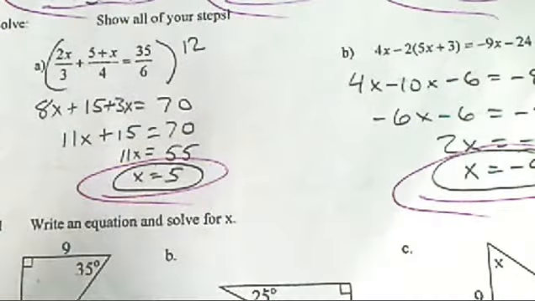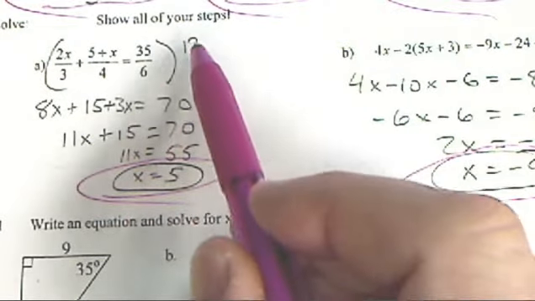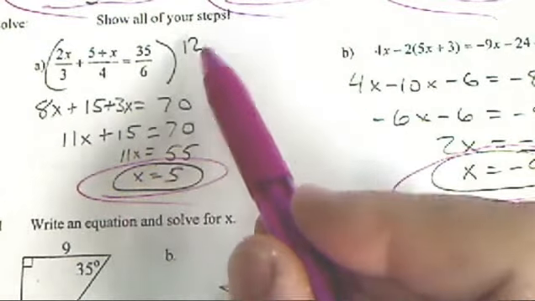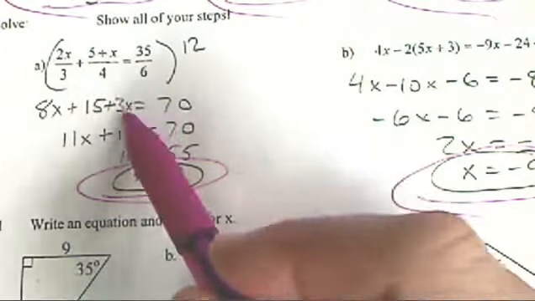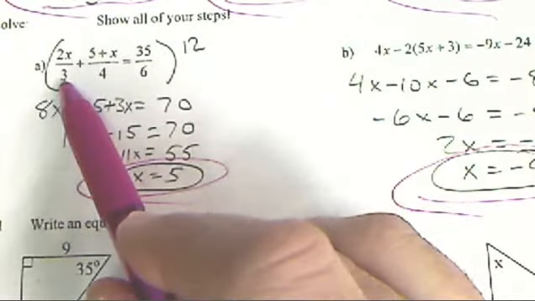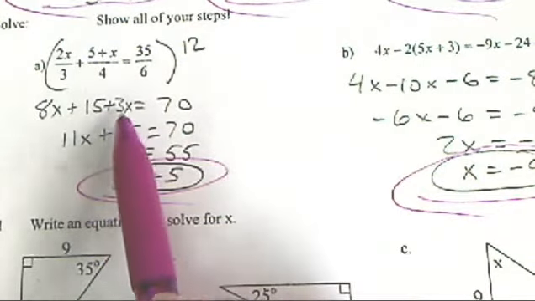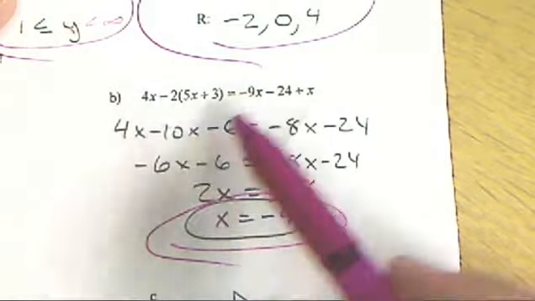If I have a fraction in an equation, I multiply by the common denominator. It just eliminates all the fractions. 12 times 35 divided by 6, 70. Or you can go 12 divided by 6 is 2 times 35 is 70. 12 divided by 4 is 3, so it's 3 times 5, 3 times x. 12 divided by 3 is 4, 4 times 2x is 8x. Now it's just a simple equation for you. Combine like terms, subtract 15 from both sides, divide. Almost everybody got this right.